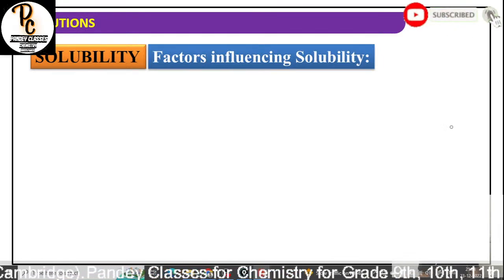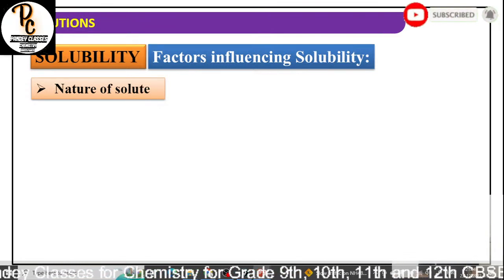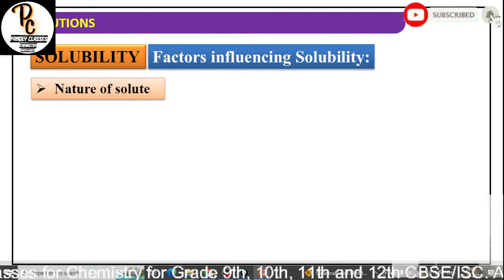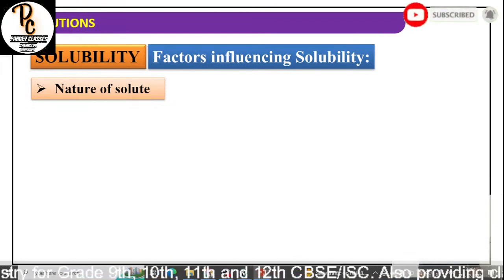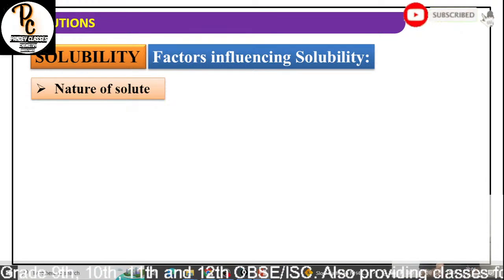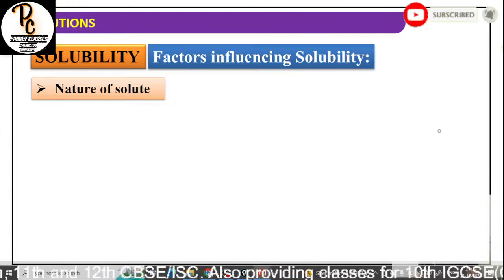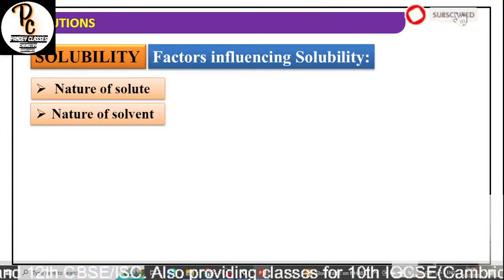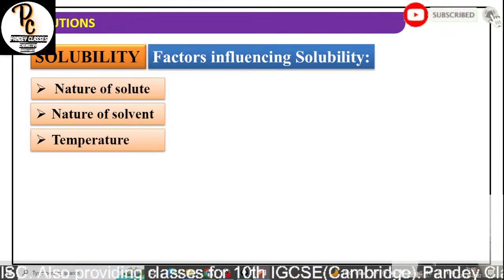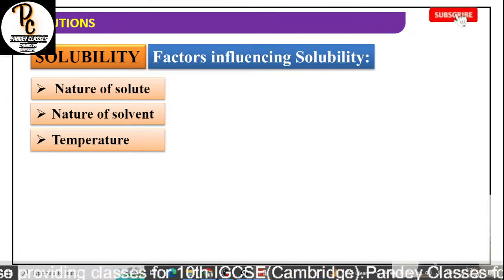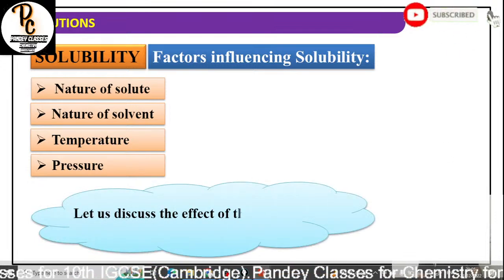Then what are the factors which influence solubility? If we talk about the factors, first is the nature of solute. Nature of solute decides the solubility. If we take sugar, अगर हम चीनी को पानी में डालते हैं और नमक को पानी में डालते हैं, which one will get dissolved immediately and which one will take some time? It depends totally on nature. Ionic compounds are more soluble. Nature of solvent also. Temperature, because temperature changes the intermolecular distance. Then we have pressure.